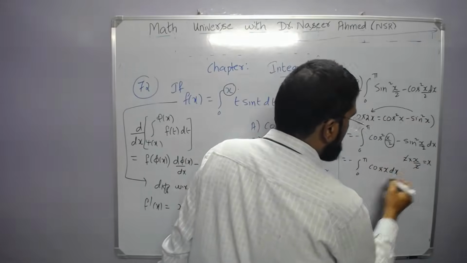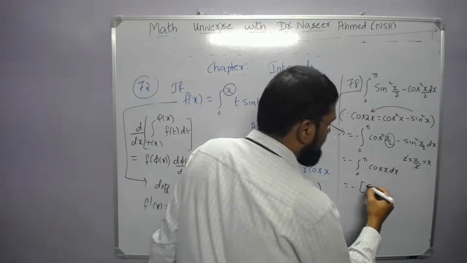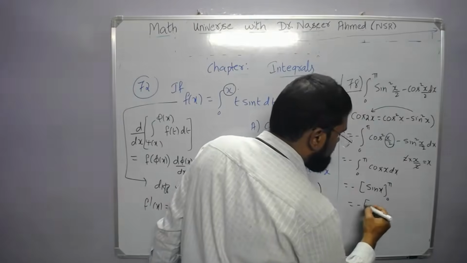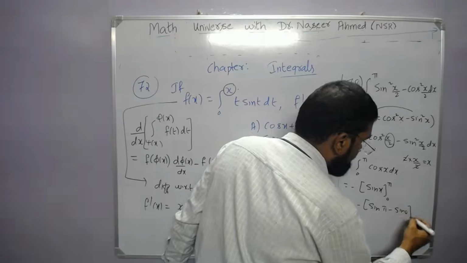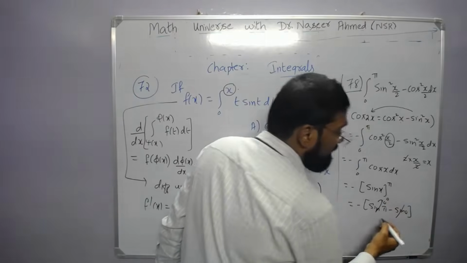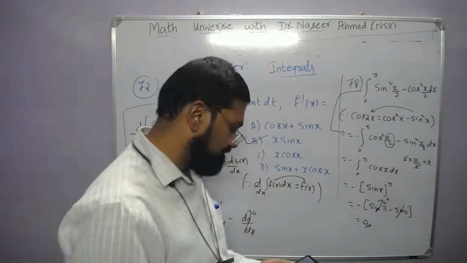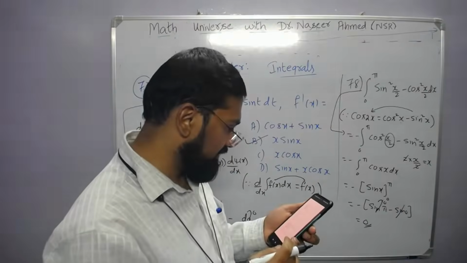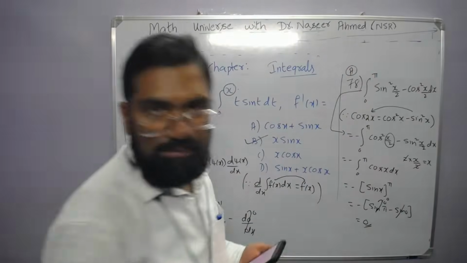What is the integration of cos x? Yes, plus sin x, not minus sin x, plus sin x. Apply the limit 0 to pi. So here sin pi minus sin 0. Sin pi is 0 and sin 0 is also 0. So the answer is 0. So which option? Let us see which option for question number 78. Option A. Okay, I hope it is clear.